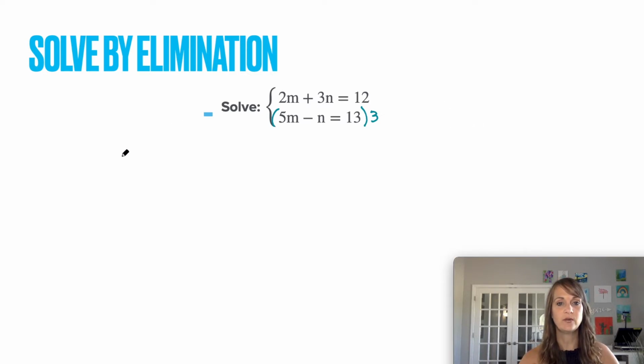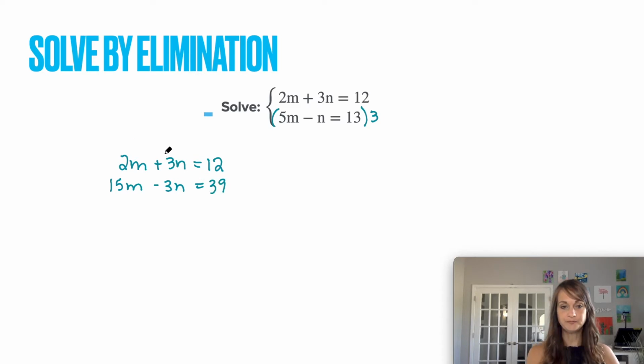So I'm going to rewrite the top equation because I'm not changing it at all. The bottom equation, I'm now going to multiply by 3. 3 times 5 is 15m. 3 times negative n is a negative 3n. And 13 times 3 is 39.